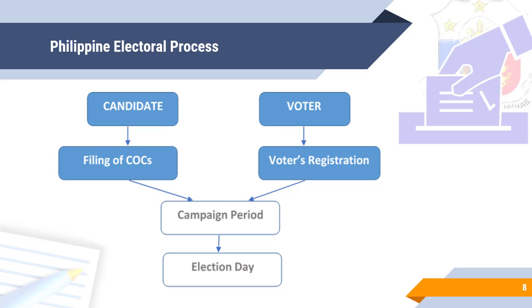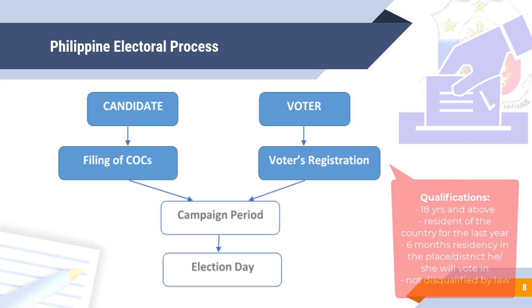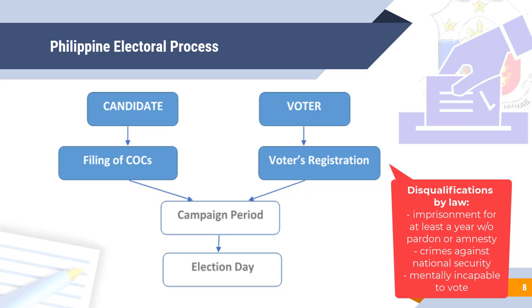The voter, on the other hand, needs to register at their local COMELEC offices. The qualifications that need to be met are, first, age: should be 18 years and above. A resident of the country for the last year. A resident of the place where he or she will be voting for at least 6 months. And not disqualified by law, with records such as imprisoned for at least a year without pardon or amnesty, committed crimes against national security, or deemed mentally incapable to vote.